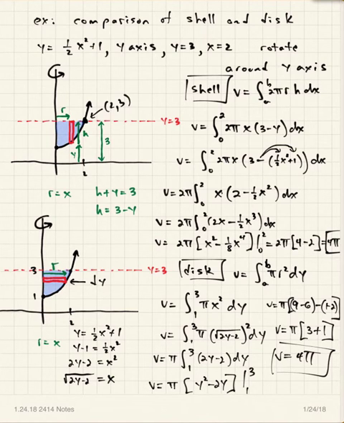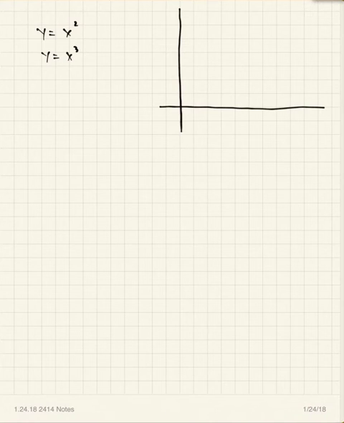All right, let's finish this with one more picture here, and this is just going to take us a few minutes to go through. Let's say I have y equals x squared and y equals x cubed. And I'm looking at the region that's bounded between those two curves. I'm just going to draw a rough sketch here, and we're just going to use one sketch for this problem.